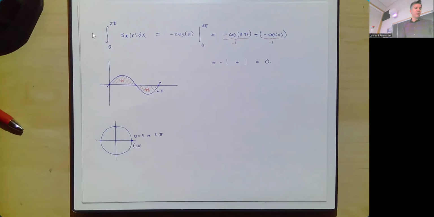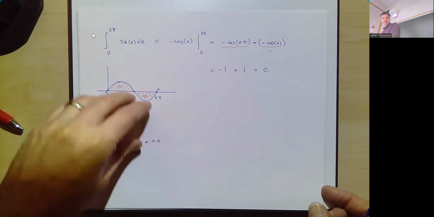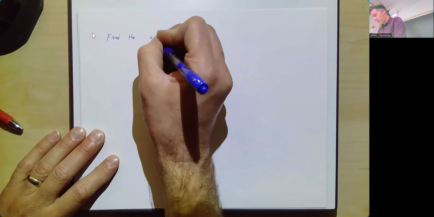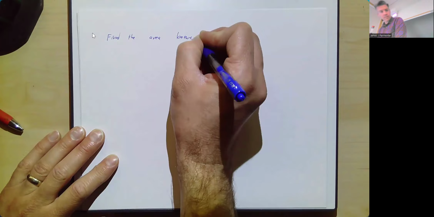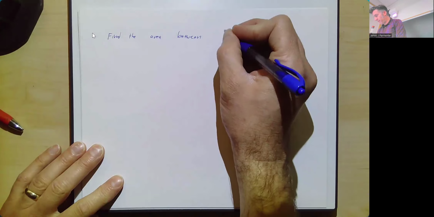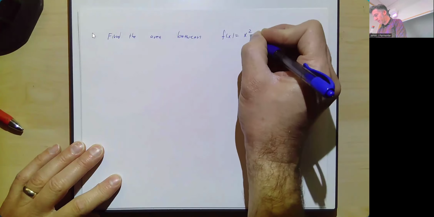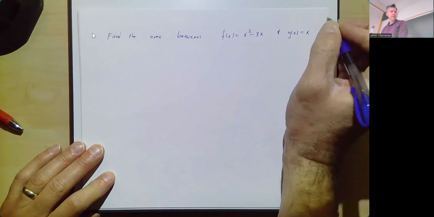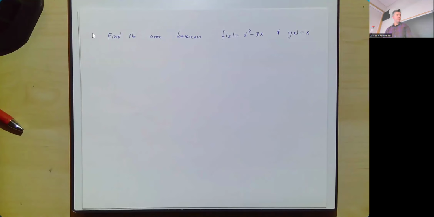Let's look at some area between curves, because that's really kind of where people like to go. So let's say we want to find the area between f of x equal to x squared minus 3x, and g of x equal to x. And we don't typically have to draw them, but it's nice to kind of draw them to see what's happening.